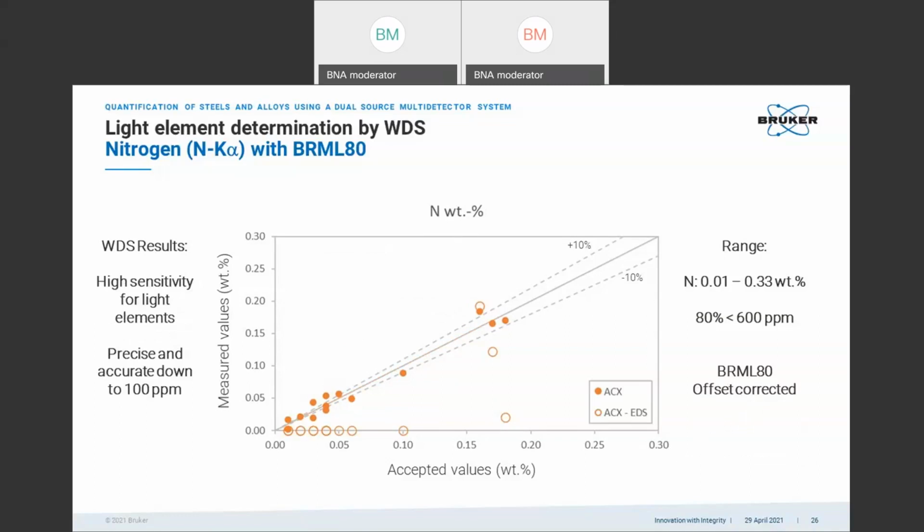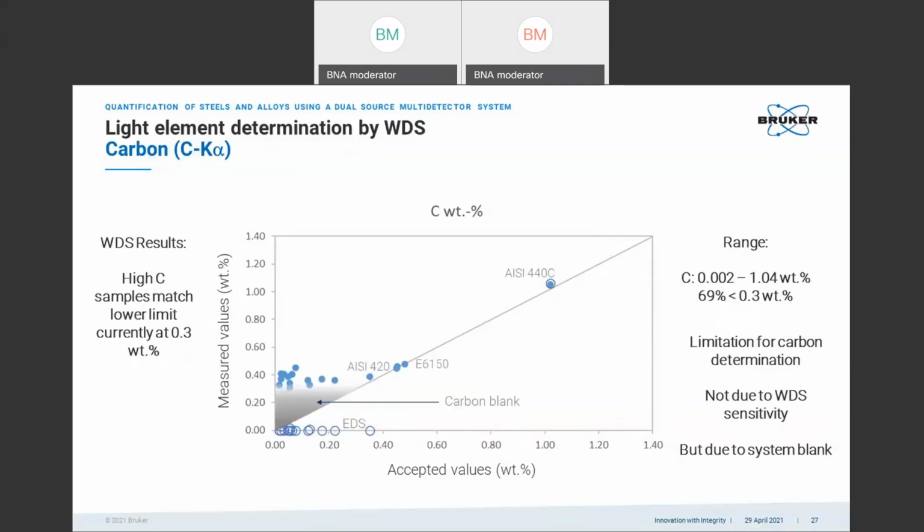So here is a comparison with the EDS results. EDS is not sensitive. Normally EDS is not sensitive for these light energies, so we see zero contents. Only at the higher concentrations do we have some indication for nitrogen, but the errors are large. So take the WDS for determination of light elements.